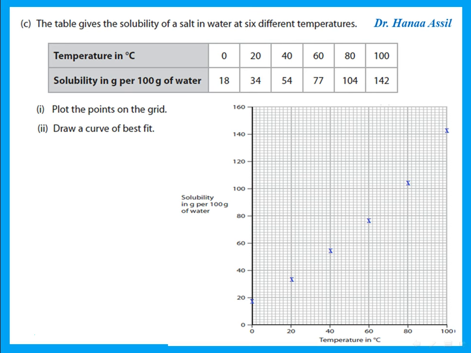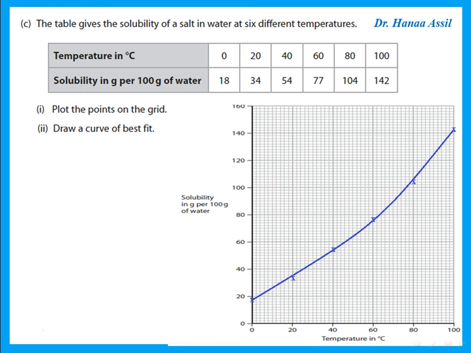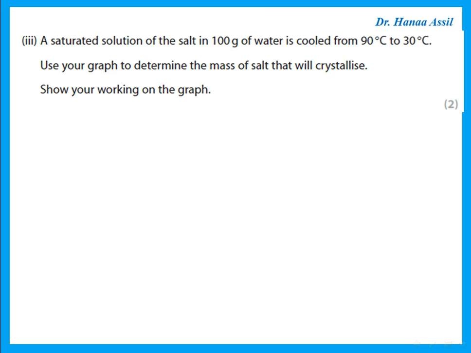When we plot them, we have to plot with small x's or a dot with a small circle around it. Please do not plot with just dots. It has to be small x's. Then you join them. So this is a curve of best fit. The curve should pass through as many of the points as possible.